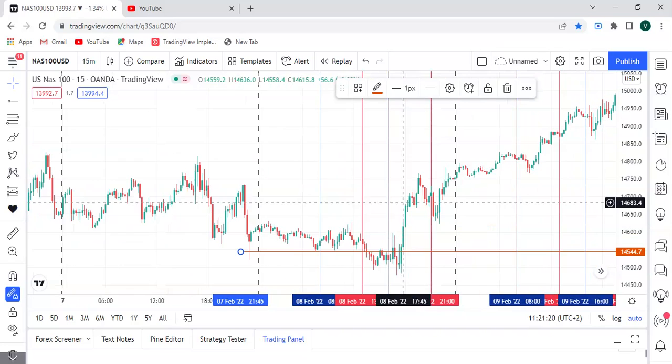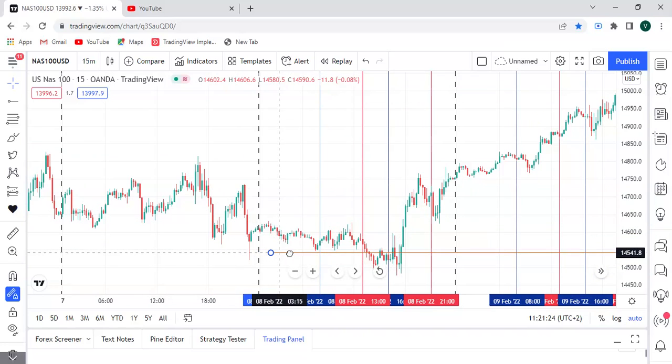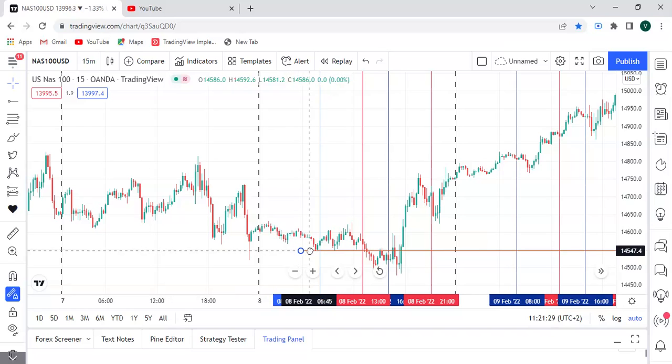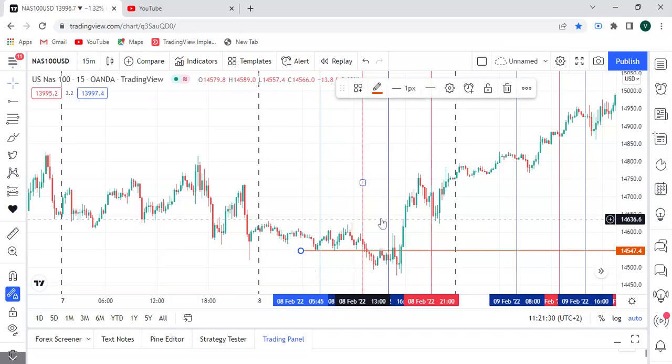Okay, let's just zoom in. Let's concentrate on the London low. This is the low of the London session. London low. This is London. This is London low. At the beginning of New York session, we got a break.